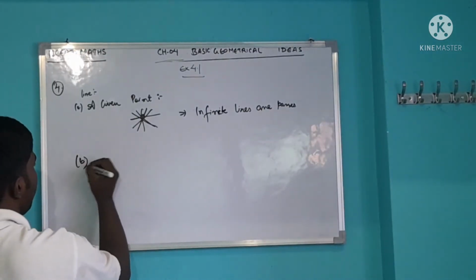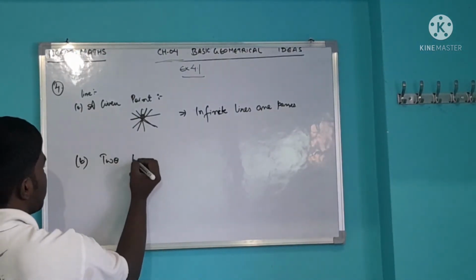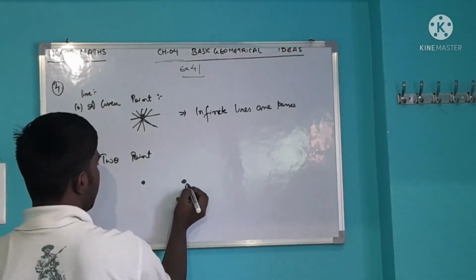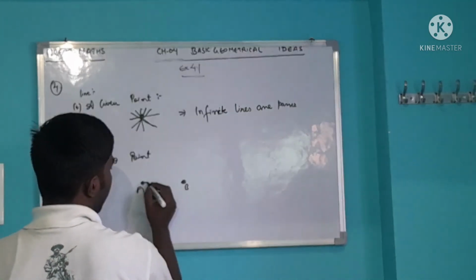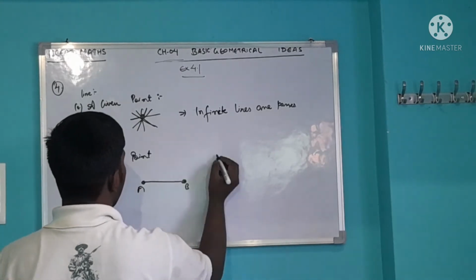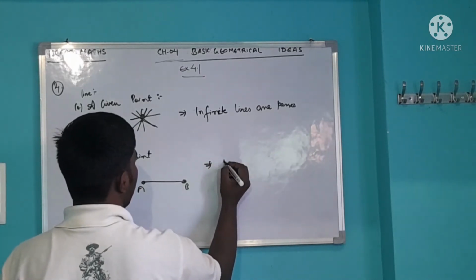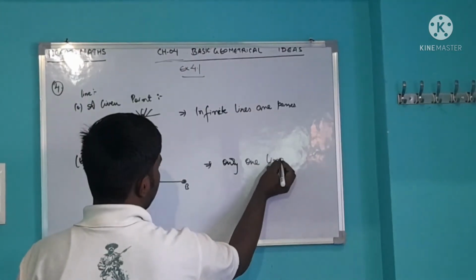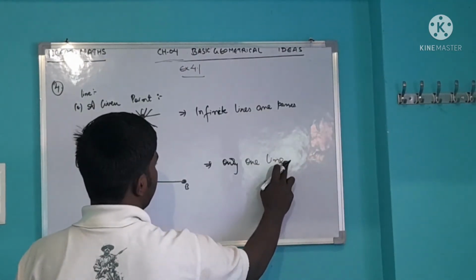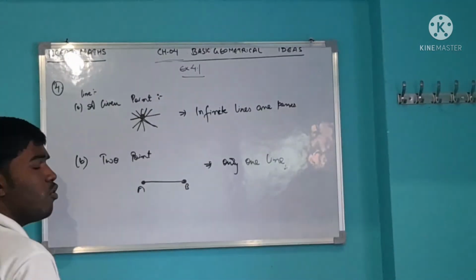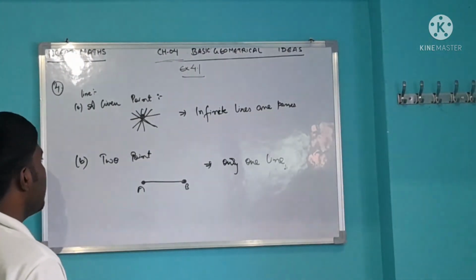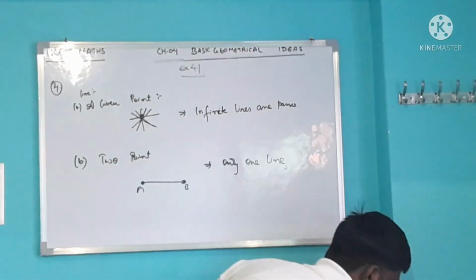In B part we have 2 points. Again we have a point A and B, and we have a line AB. So from 2 given points we get only one line. So in our fourth question, we need to find the number of lines from a given point or 2 points.